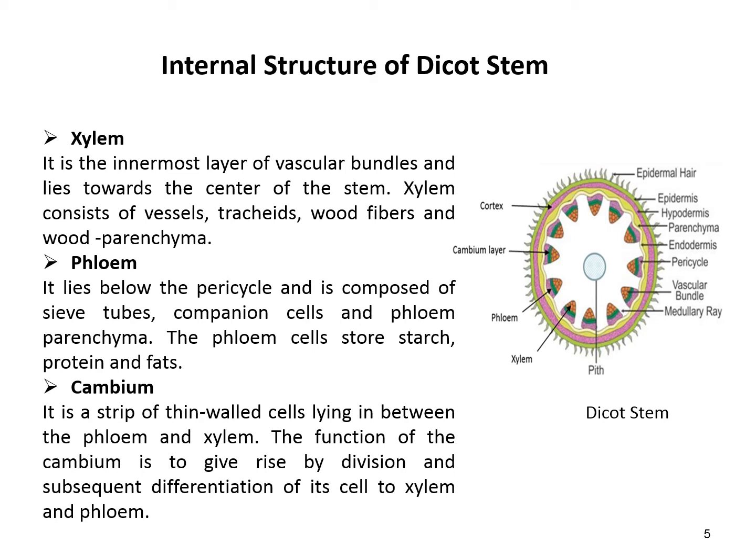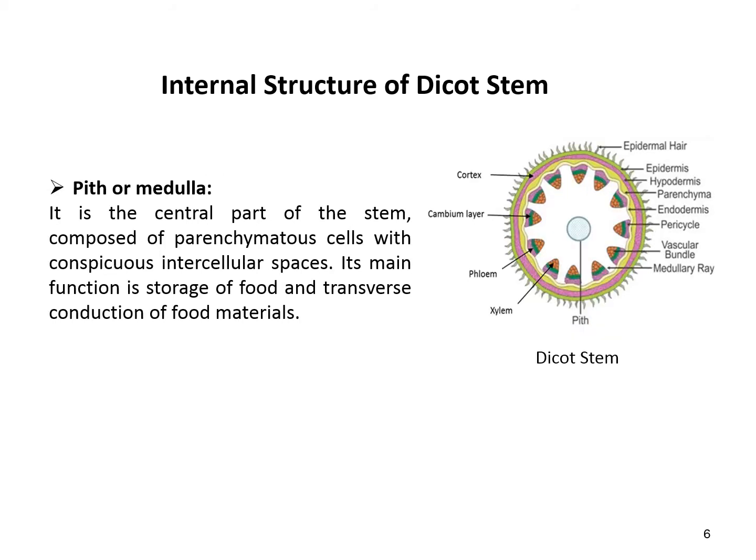Next layer is cambium. It is a strip of thin walled cells lying in between the phloem and xylem. The function of cambium is to give rise, by division and subsequent differentiation of its cells, to xylem and phloem. Pith or medulla. It is the central part of stem, composed of parenchymatous cells with conspicuous intercellular spaces. Its main function is storage of food and conduction of food material. It is absent in monocot stem.